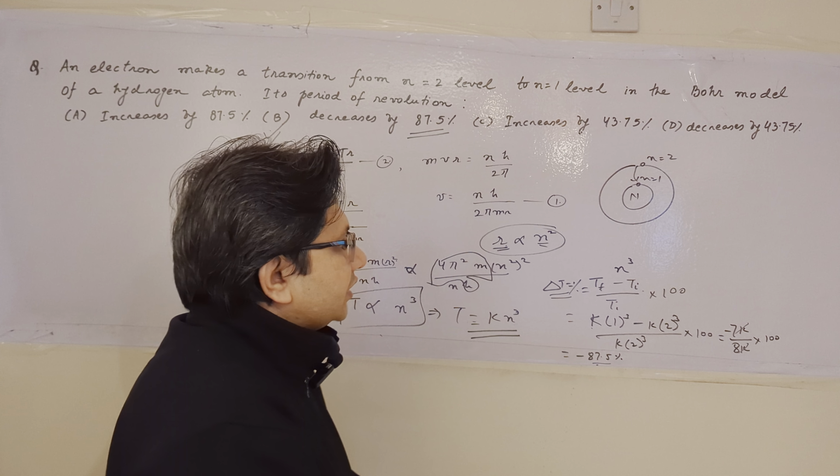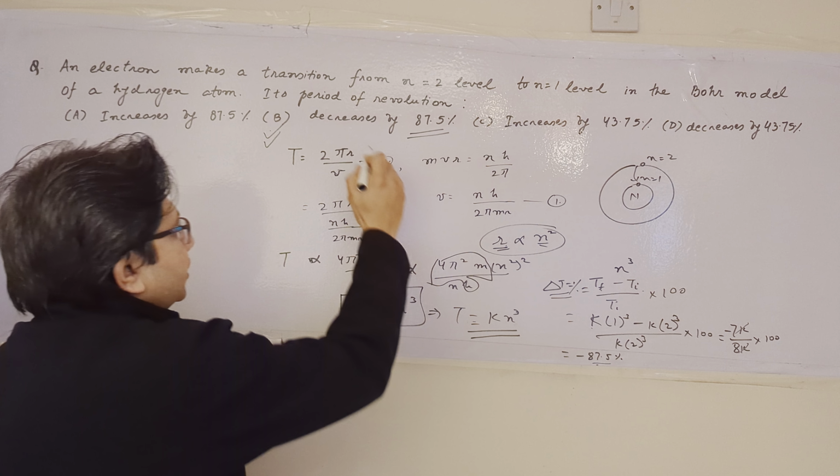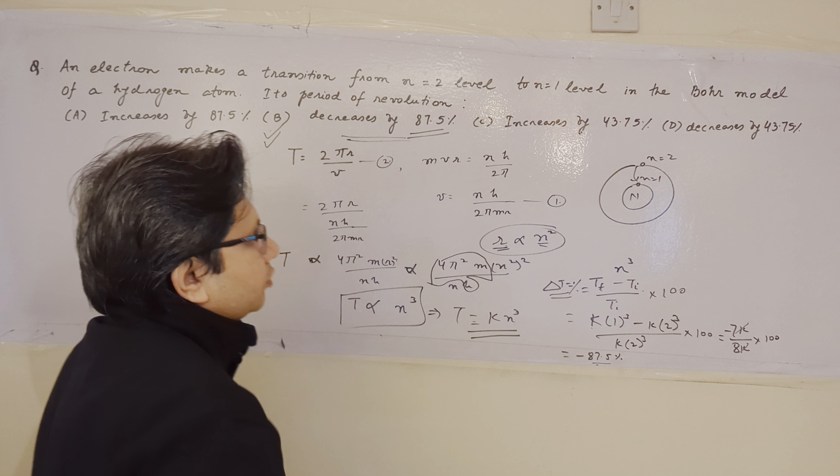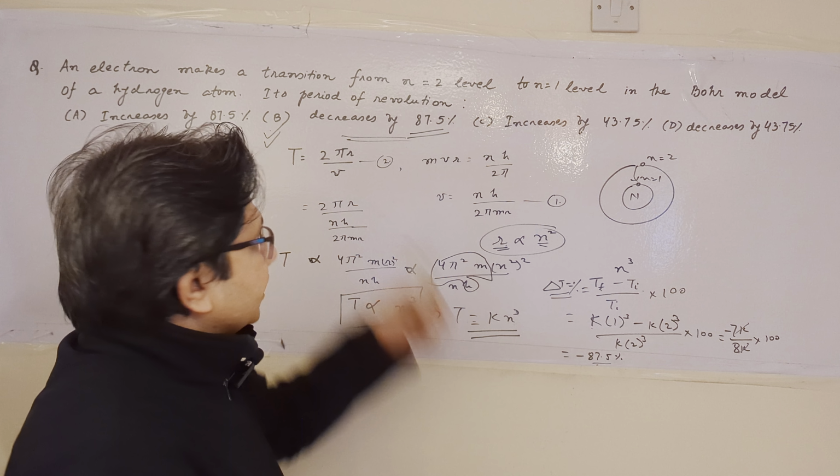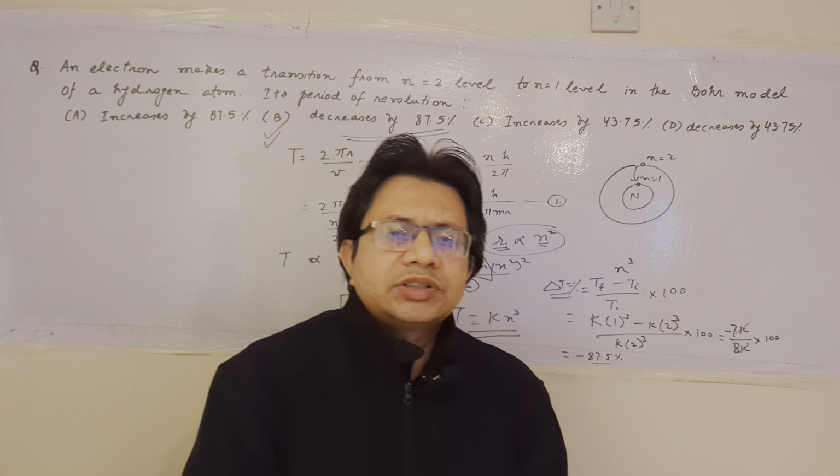Minus 87.5%. It means that there is a decrement by 87.5%. So this is the answer. Option B is correct here. So hope you understand the explanation.